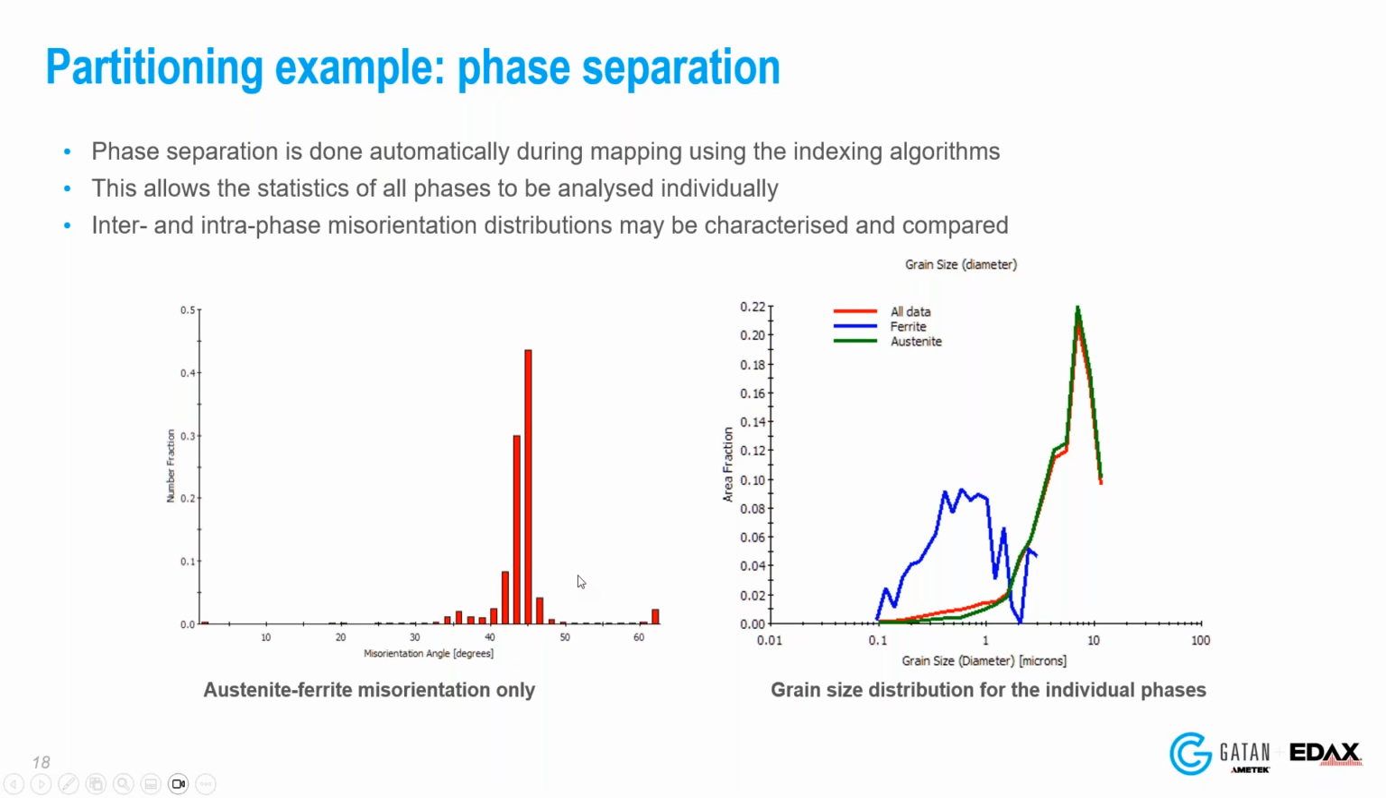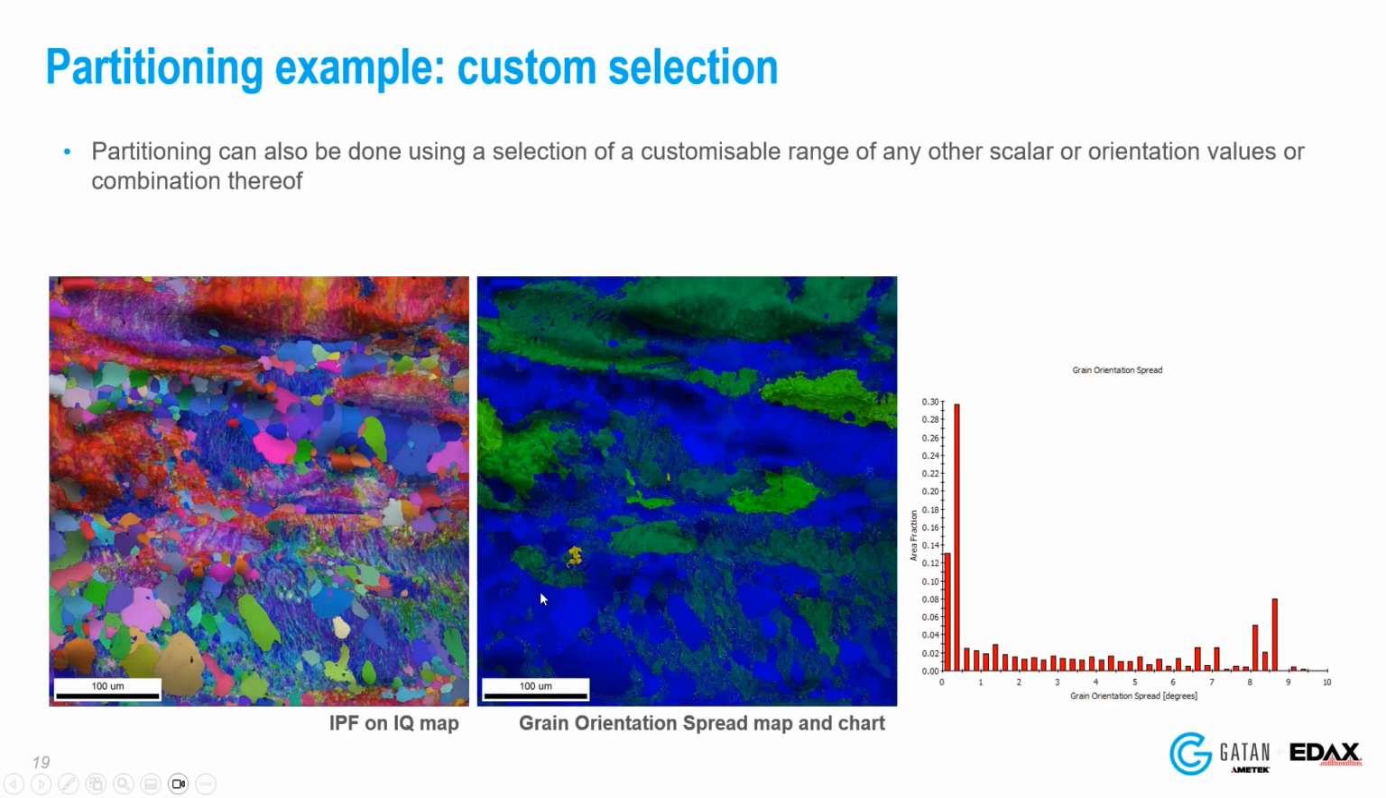So instead of looking at all the misorientations through my entire data set, I just select, okay, phase 1, phase 2, how do they interact with each other? And in this case, it's a very sharp misorientation distribution indicating the phase transformation relationship between these two. That was based on automatic selection. It's not always possible, depending on what you want to do.